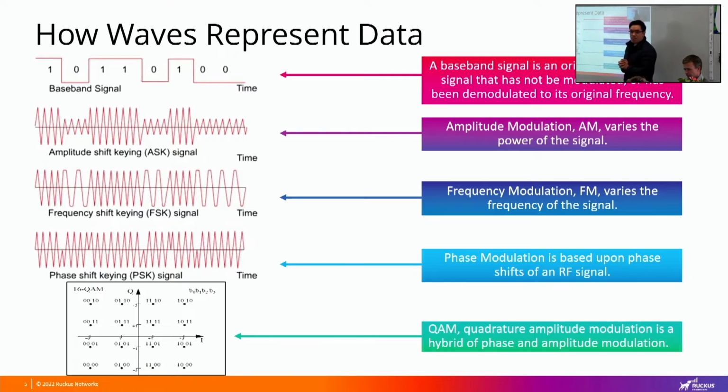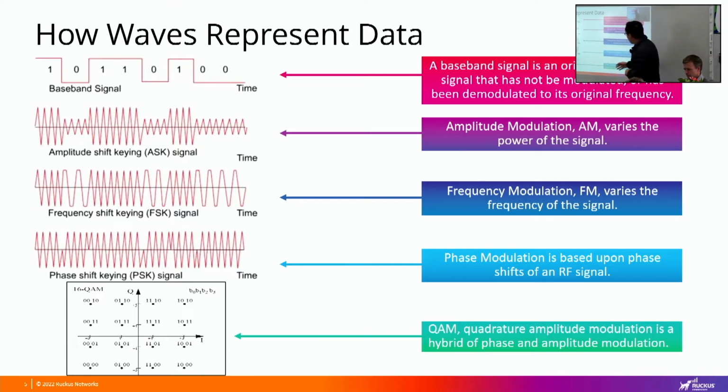Anyone know a good example of what AM is? So AM radio is a way of amplitude modulation. So that uses ASK, which is amplitude shift keying. The other one is frequency shift keying. So that changes the frequency of the wave. And FM radio is a great example of what FM looks like.